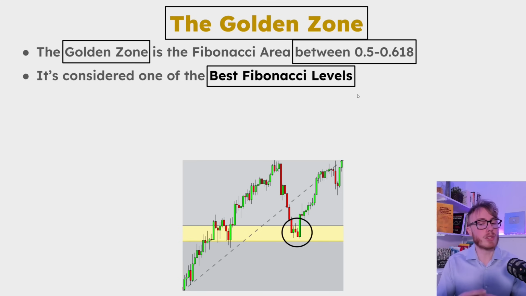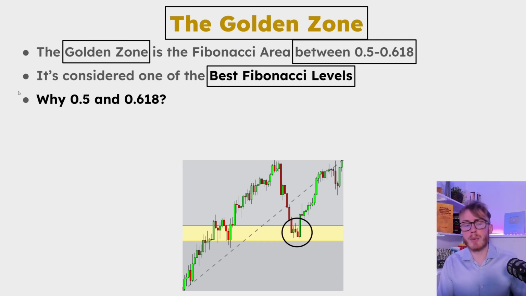Later on in this video, I will talk about another zone that, at least for me personally, is at least as good as the golden zone. But the golden zone is great and is important to know about. But now you guys may be wondering here, why is the golden zone between 0.5 and 0.618? What is the reason behind these numbers?